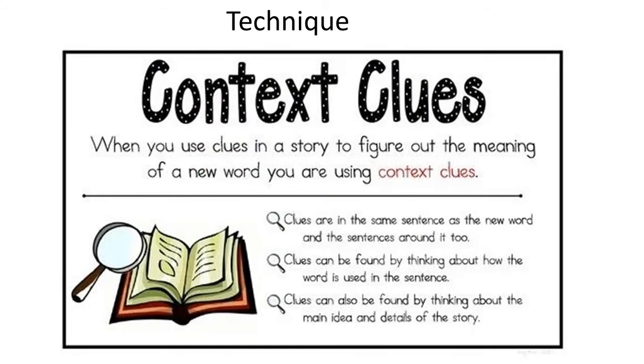Grade 3, let's look into the technique of figuring out the meaning of a word that you're not aware of. There are 3 techniques that I've jotted down on this slide. The first thing you can do is look for clues within the same sentence where the new word is and the sentences around it. The second thing you can do is think about how the word is being used in the sentence, and you can figure out a clue, thereby the meaning. The last thing is that you can think about the main idea and details of the story in order to figure out the meaning of this new word.